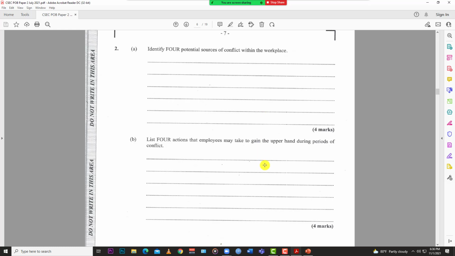B now, list 4 actions that employees may take to gain the upper hand during periods of conflict. So we're talking about industrial action now, industrial action going on here now. So what are 4 ways that employees can gain the upper hand during conflict?